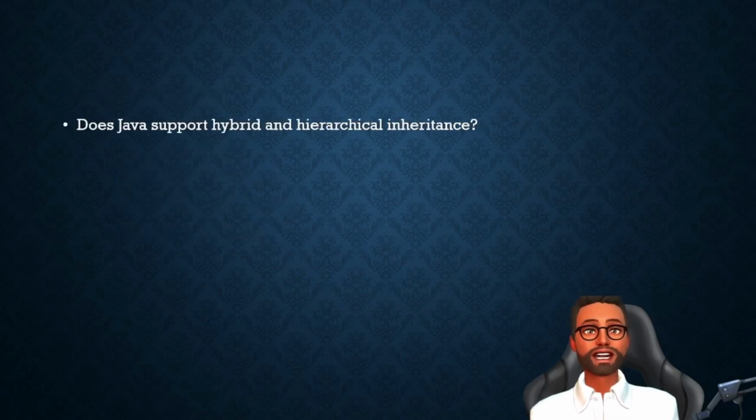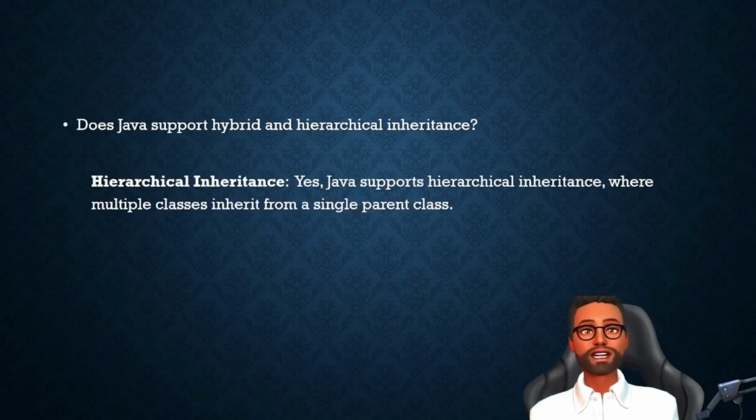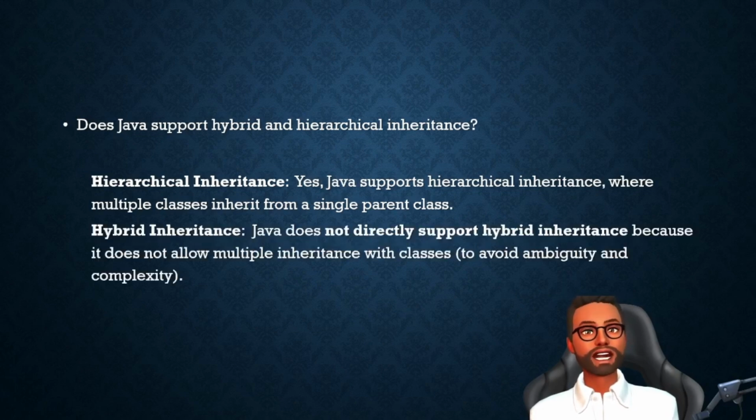3. Does Java support hybrid and hierarchical inheritance? Hierarchical inheritance. Yes, Java supports hierarchical inheritance, where multiple classes inherit from a single parent class. Hybrid inheritance. Java does not directly support hybrid inheritance because it does not allow multiple inheritance with classes, to avoid ambiguity and complexity. However, hybrid inheritance can be achieved using interfaces, as Java supports multiple inheritance through interfaces.